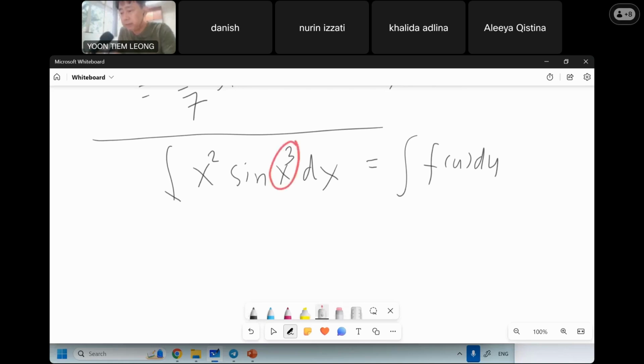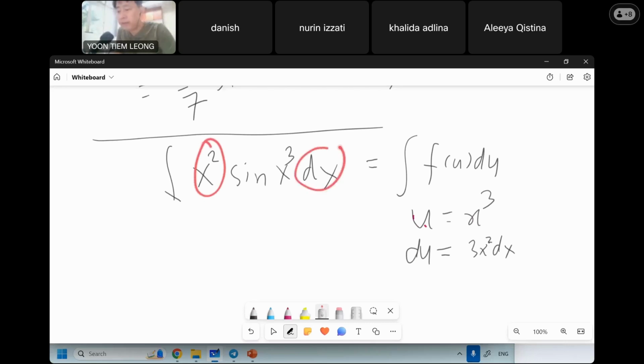It is quite obvious that the choice for the substitution of u is x cubed. So here we are going to choose x cubed as the function u, so that you can perform the differential that will give you 3x squared dx. Okay, so the differential du is just 3x squared dx. So you look at this, you can see then x squared dx is just du with a factor of 3.